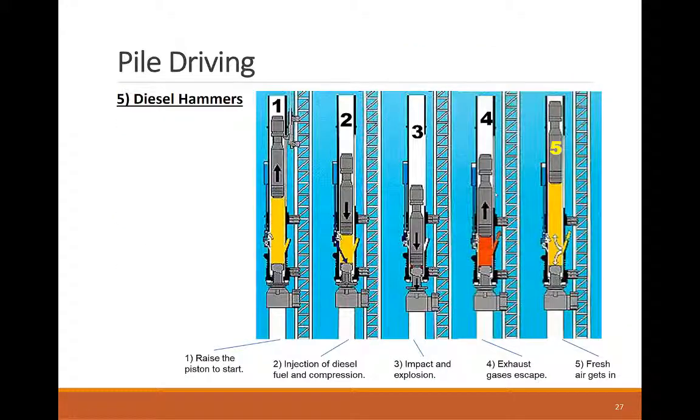Let's check a typical cycle of the diesel hammer. First, the piston is lifted to its top position, and then released to drop under its weight. During its fall, diesel is injected into the cylinder chamber. The continued down stroke of the ram compresses the air and fuel to result in ignition. The resulting explosion drives the pile downward and the piston ram upward to repeat the cycle.